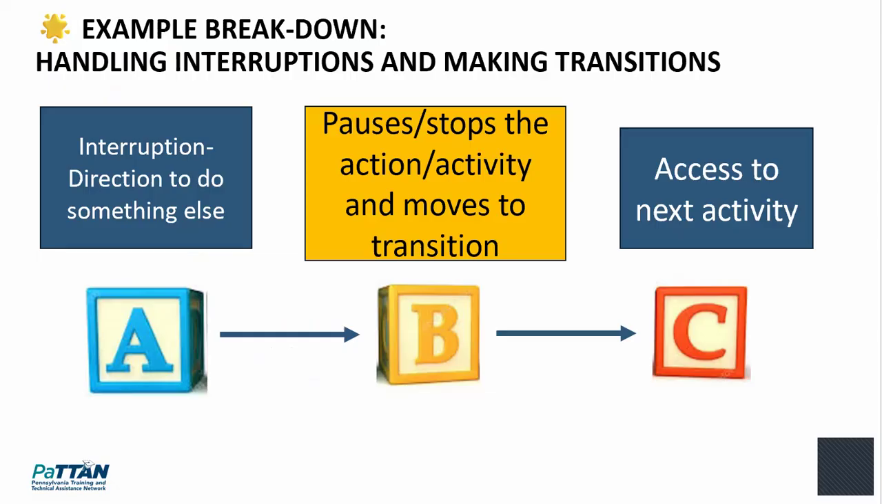All right, so let's start out as we always do by breaking down this skill and examining it in parts. So we have the person doing something and there's some sort of external interruption. Many times, the interruption is another person's direction to do something else. So, in response, part B, your learner is pausing what they're doing and moving in some way to make that transition. As a result, they're now doing something else.